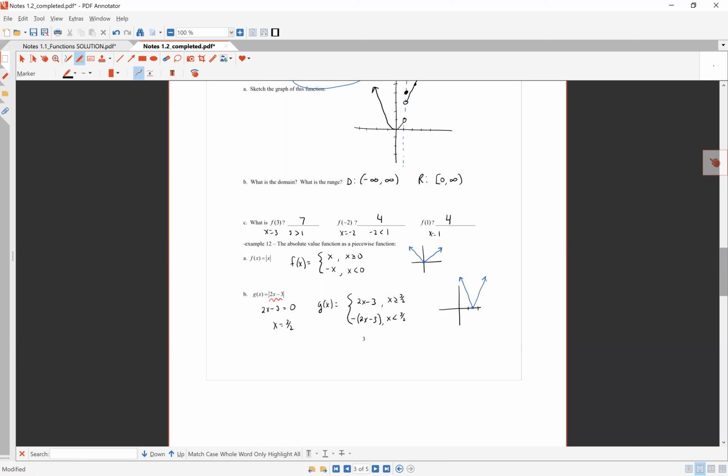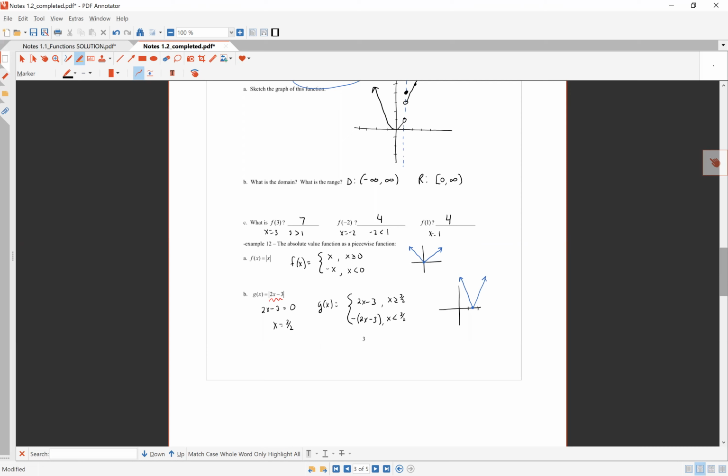Now let's say we have the function absolute value of 2x minus 3. When do we get 0? What independent value will give us y equal to 0? Solve 2x minus 3 equals 0, where x is 3 halves. So the transition point is at x equal to 3 halves.